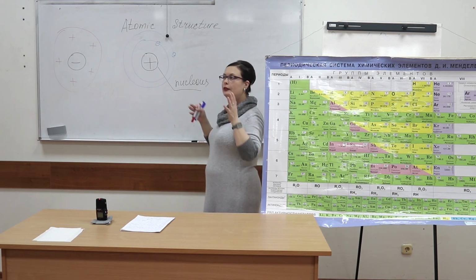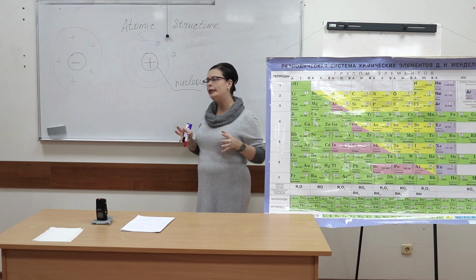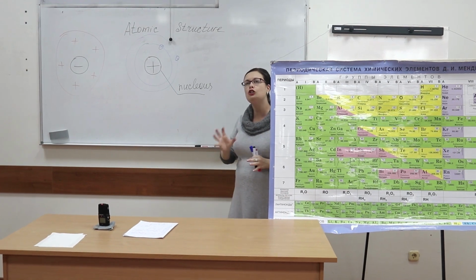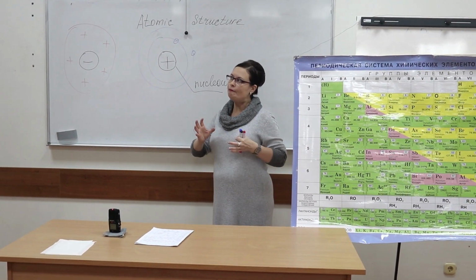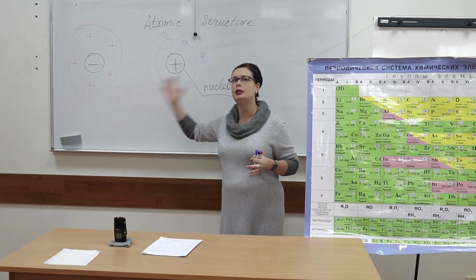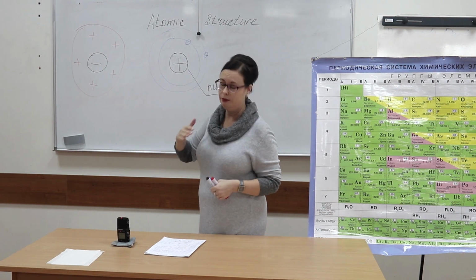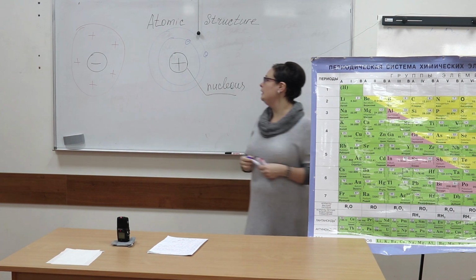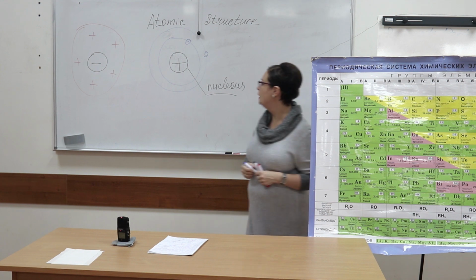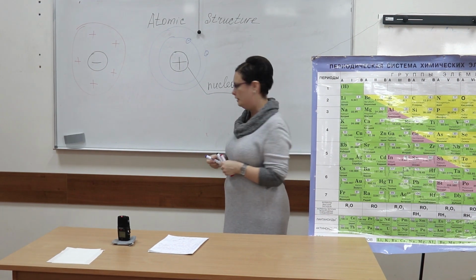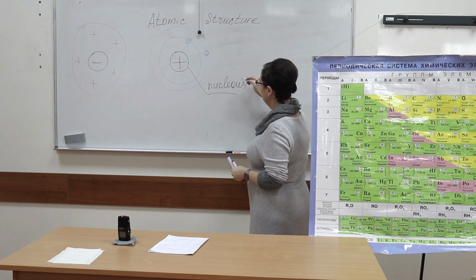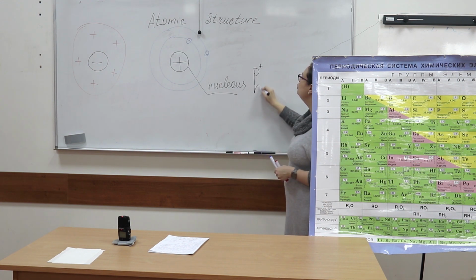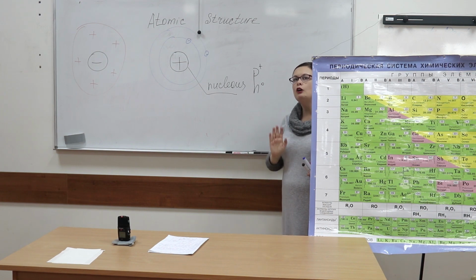Of course, nowadays we have a more complicated model of atomic structure, but this model is enough for understanding the chemical properties of the elements. Let's say some words about the nucleus. The nucleus consists of two types of particles: protons, which have positive charge, and neutrons, without charge.